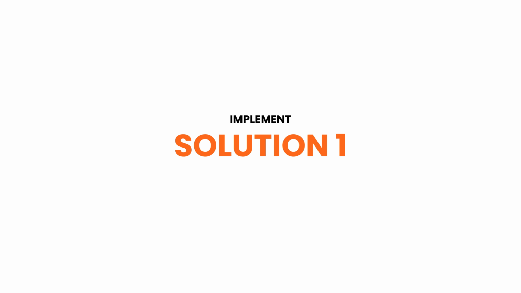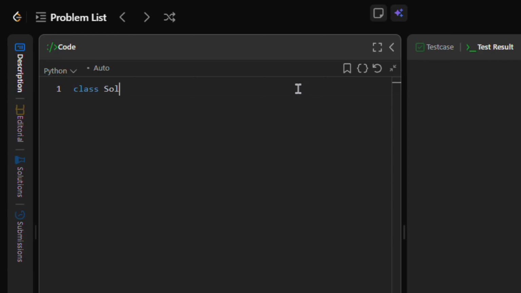We begin by creating a class named Solution. This is just the container that holds our function. This defines our function search, which receives a list of numbers called nums and the value we're trying to find, called target. Our goal is to return the index where the target appears.